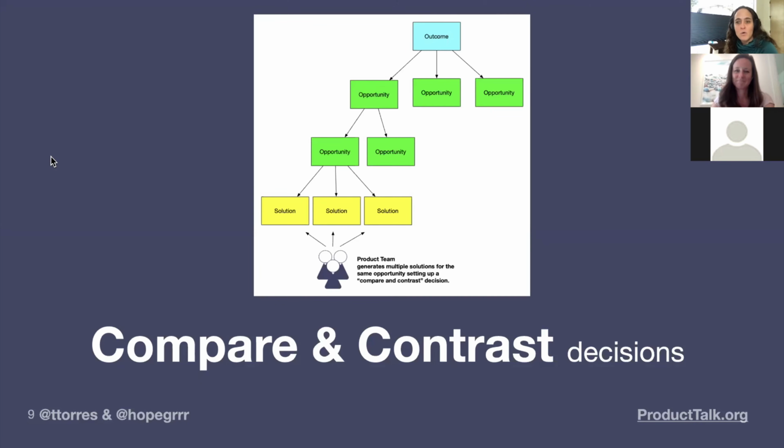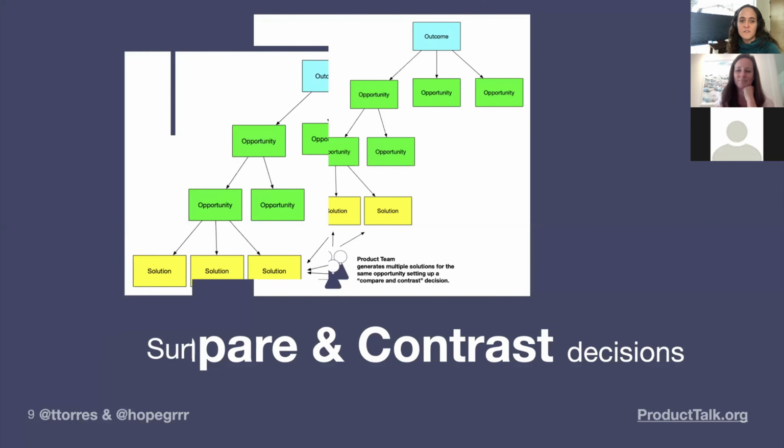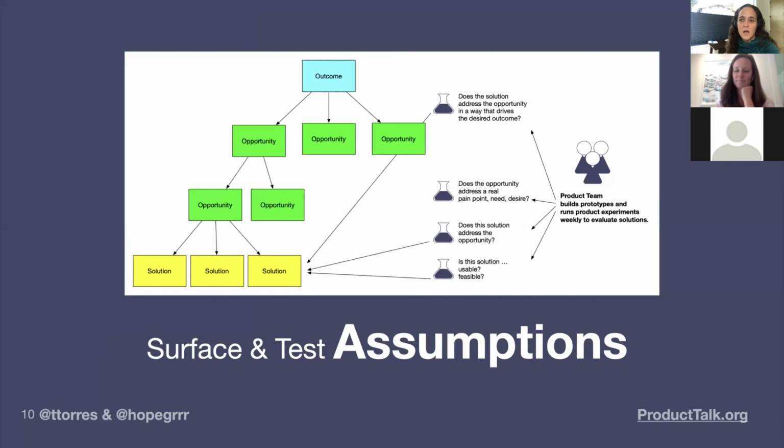All right, why don't we do this? If you have questions in the queue that we have not gotten to, we will continue to answer compare and contrast decision questions at the end. But we are going to introduce our second principle for the day, which is around surfacing and testing assumptions.